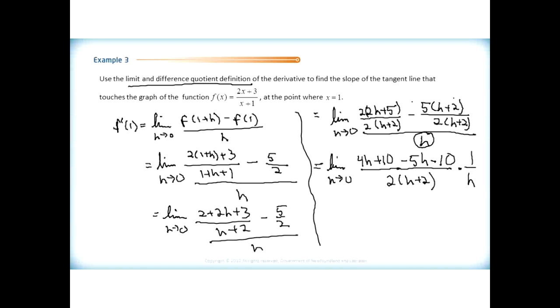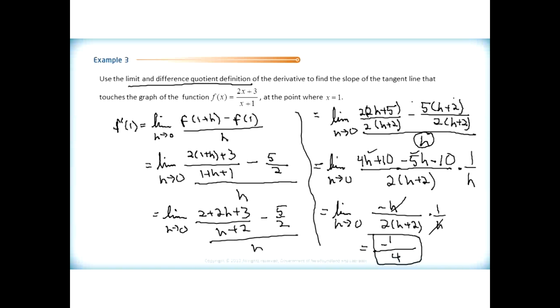So then our numerator will simplify. We'll have the limit as h approaches 0. 4h minus 5h is negative h over 2 outside of h plus 2. And that's multiplied by 1 over h. Those h's can get destroyed. And then I fill in the 0 this time. We're no longer indeterminate. We get negative 1 on the top, and 2 times 2 on the bottom is 4. So minus 1/4 is the value of our limit, and therefore the value of the derivative for this function.